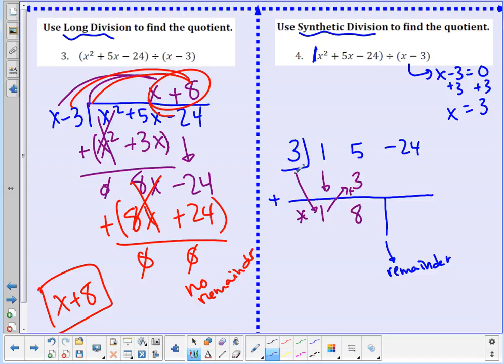I do it again. Multiply. 3 times 8 is 24. Put it up there. And I add. Negative 24 and 24 is 0. And that's my result. Now I have to put the variables back in.